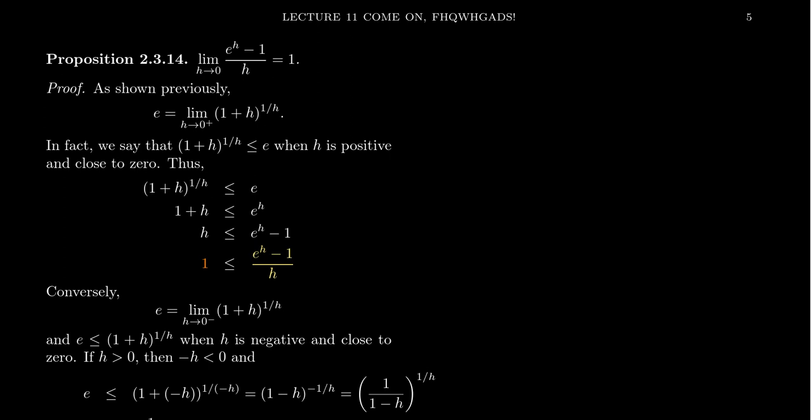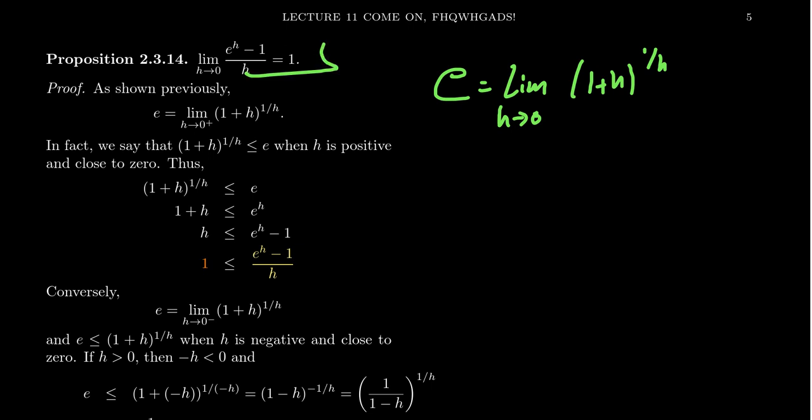So the crux of this proof is based upon the fact that e is the limit as h approaches 0 of the expression (1 + h)^(1/h). That's actually how we're going to define the number e, all right? And so because of that, we're going to manipulate this limit statement to give us the number e to prove the limit in question right here. And this will be a consequence of the squeeze theorem.